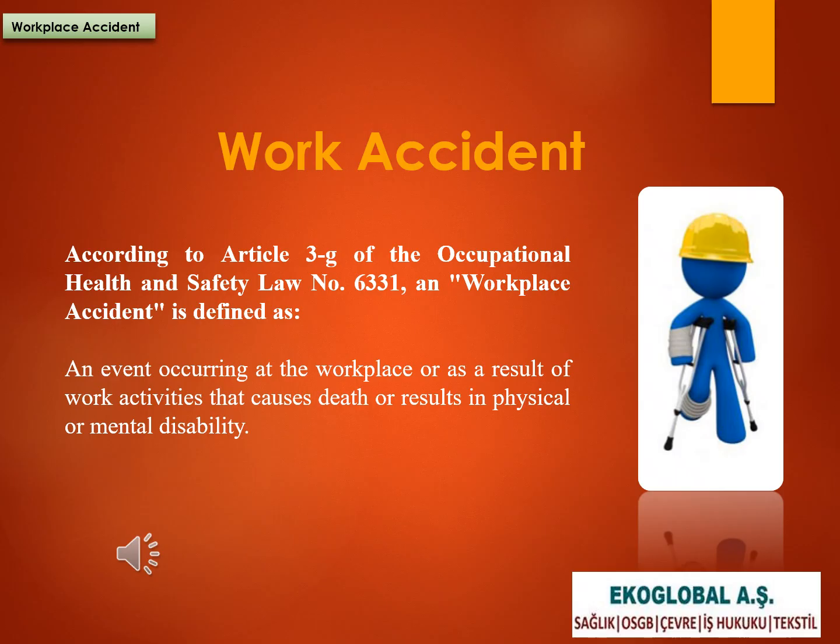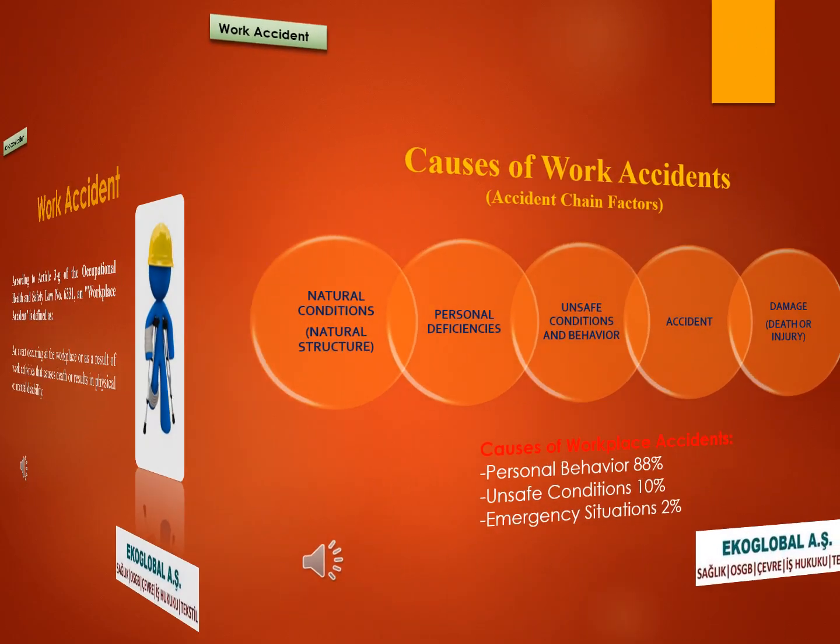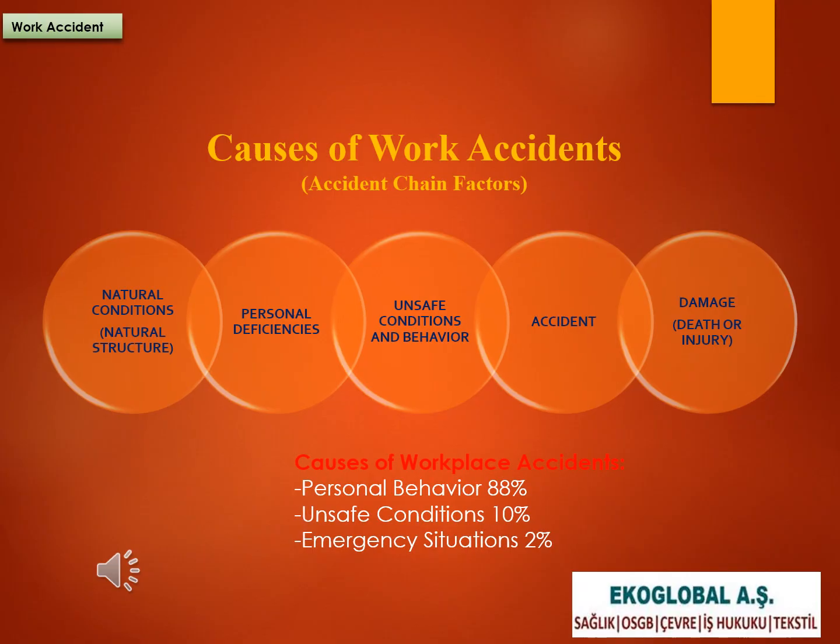According to Article 3G of the Occupational Health and Safety Law number 6331, a workplace accident is an event occurring at the workplace or as a result of work activities that causes death or results in physical or mental disability. Causes of workplace accidents are grouped as follows: personal behavior, 88%; unsafe conditions, 10%; emergency situations, 2%.